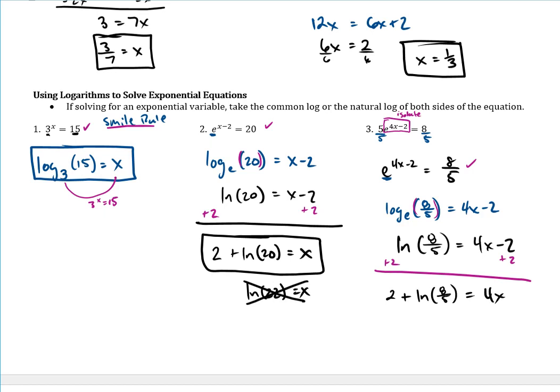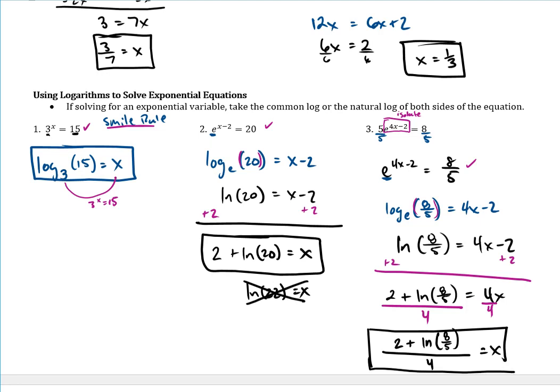equals 4x, and I want x completely by itself, so it looks like I should divide by 4. I'm going to divide both sides by 4. Now our answer is going to look a little weird there on the left. There we go. But it is the final answer, so we just leave this as is, so we don't mess with it at all. And that's our official final answer here for these style problems.